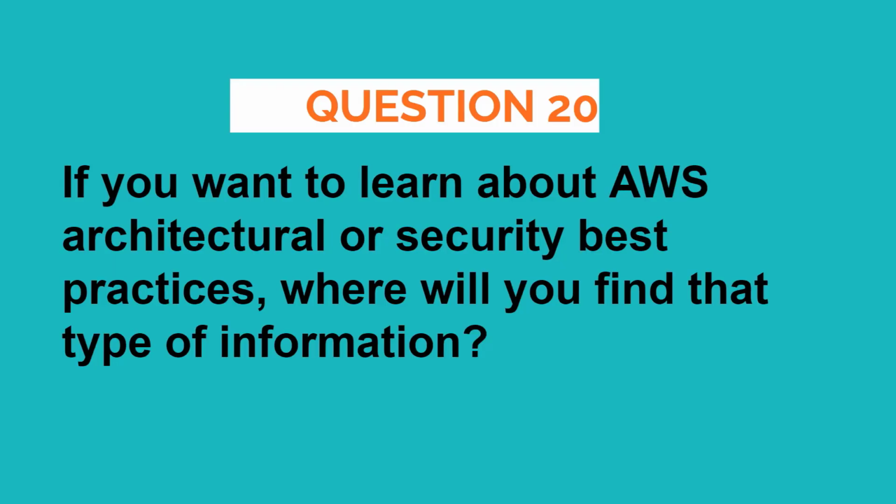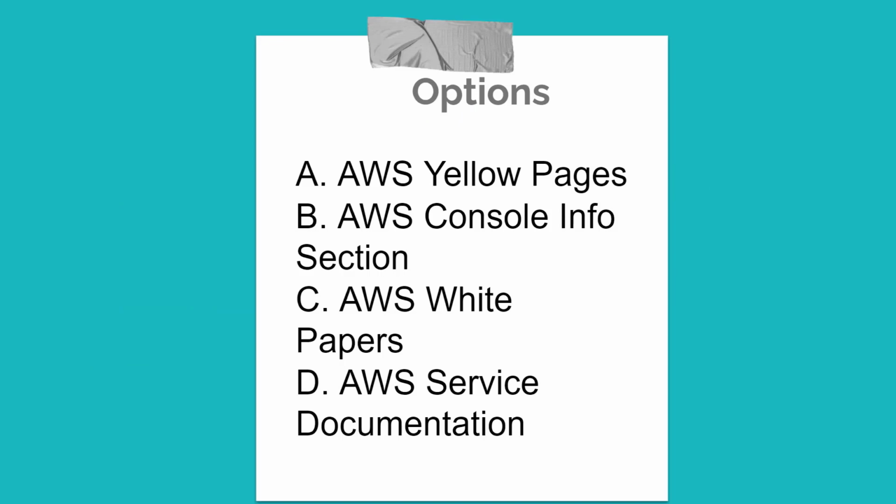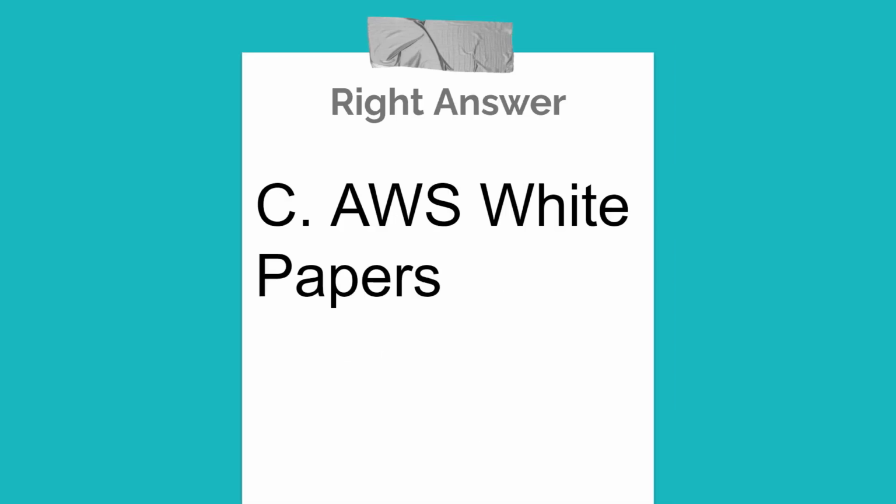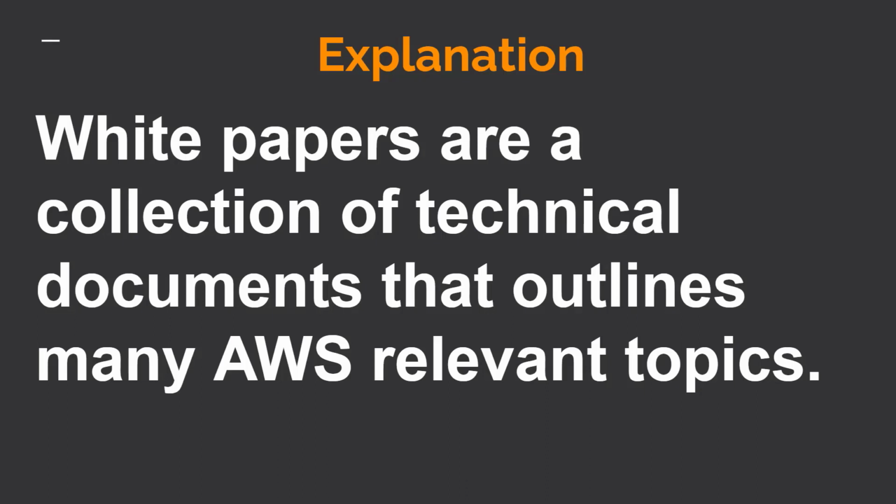Question 20. If you want to learn about AWS architectural or security best practices, where will you find that type of information? Options. A. AWS Yellow Pages. B. AWS Console Info section. C. AWS White Papers. D. AWS Service Documentation. Right answer is C. AWS White Papers. Explanation: White papers are a collection of technical documents that outline many AWS relevant topics.